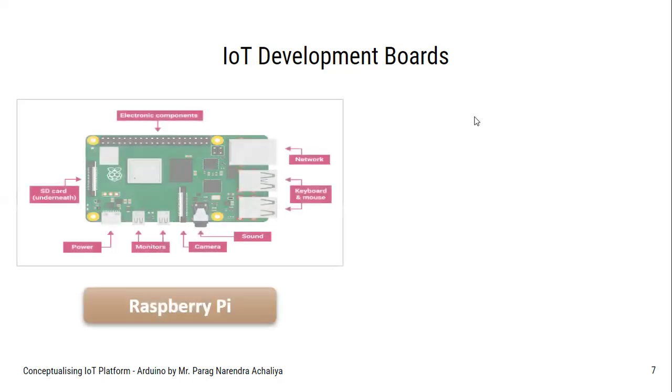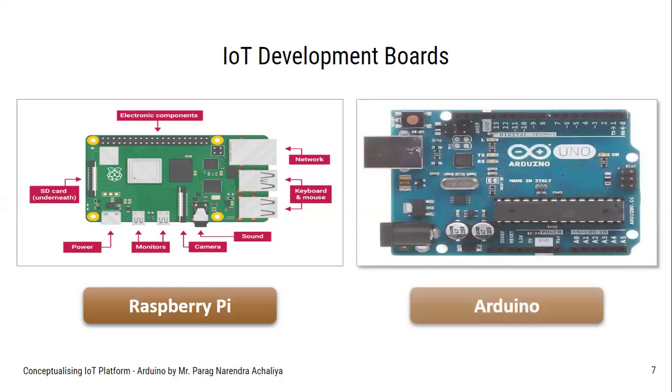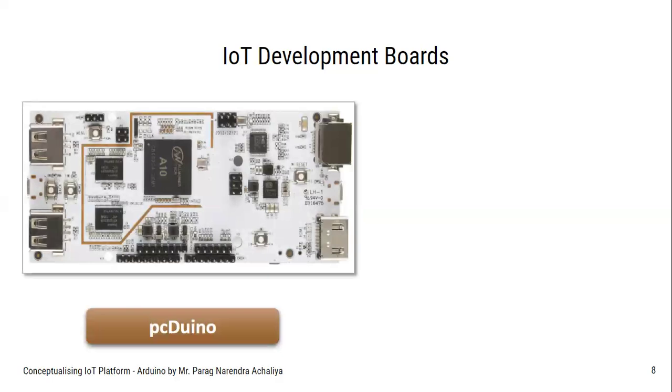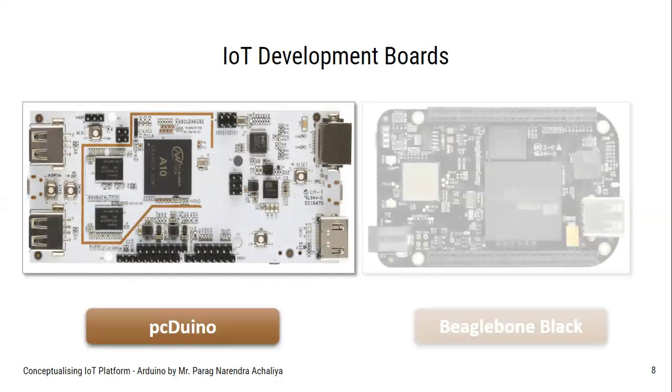The first one is Raspberry Pi, which is your microprocessor-based IoT device, which contains various ports required to connect your additional hardware. The second IoT development board is the Arduino board, which works on a single cable that is connected to your existing computer system. The third one is PC Duino. It is another IoT development board that is used for IoT application development.